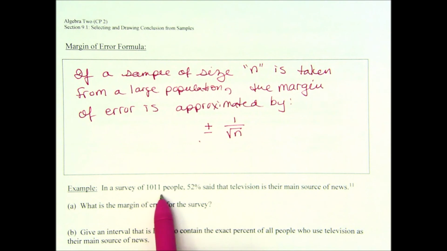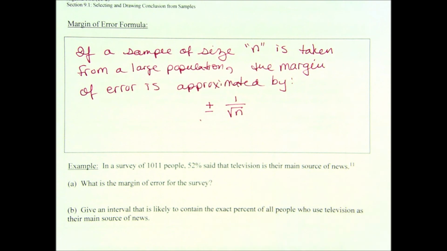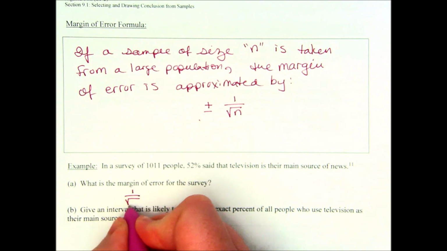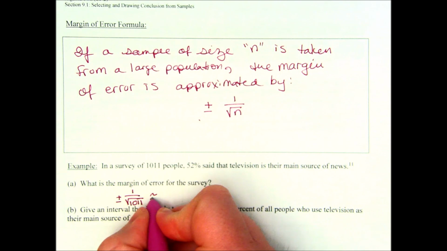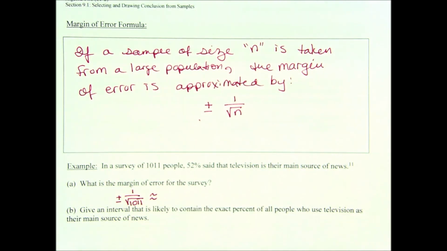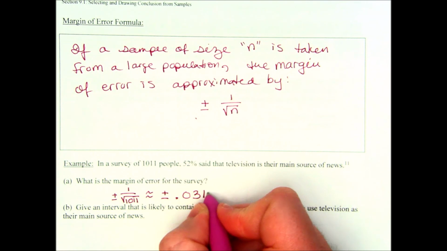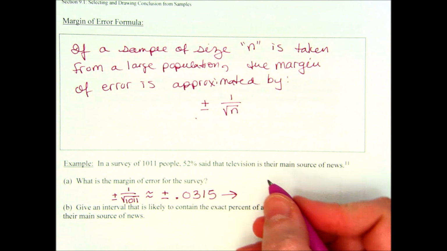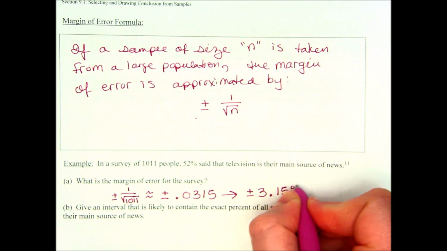In a survey of 1,011 people, 52% said that television was their main source of news. I want to figure out the margin of error. Well, according to my formula, that's 1 over the square root of 1,011, really plus or minus that thing. Go to your calculator. Let's type this in. 1 over the square root of 1,011 gives me about 0.0315, I'm going to say. That's a decimal. I'm going to change that into a percent by multiplying it by 100. And I'm going to say my margin of error is about 3.15%.